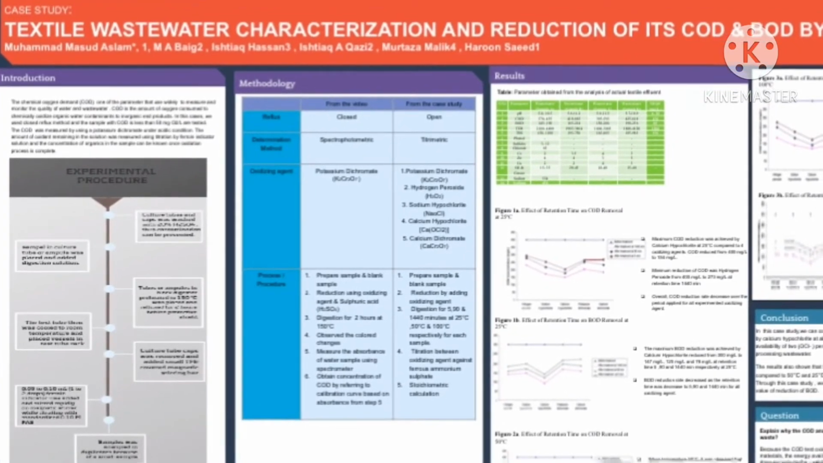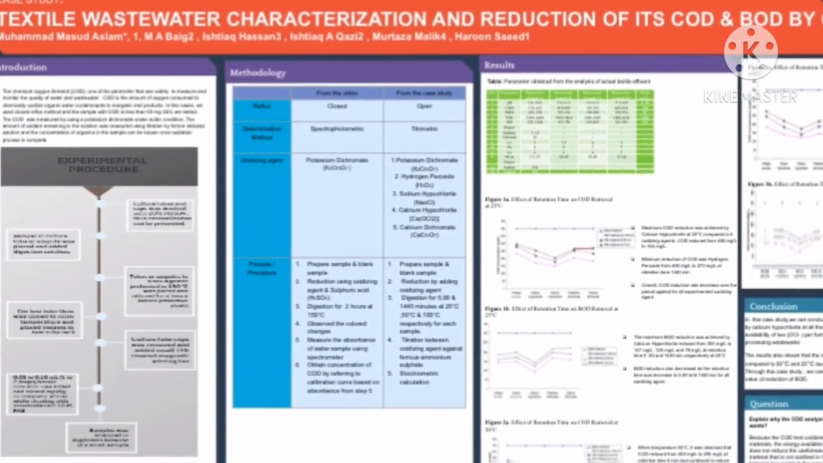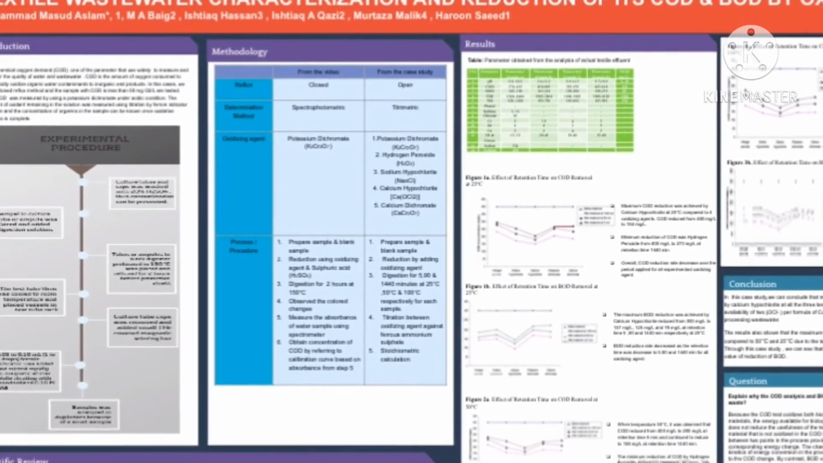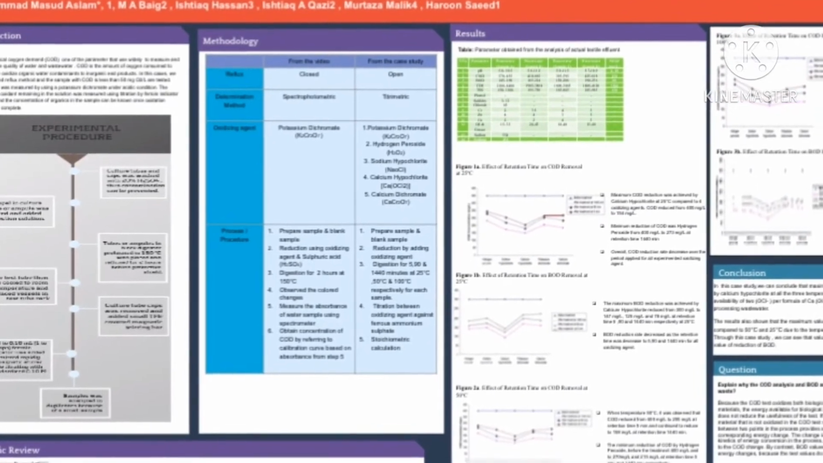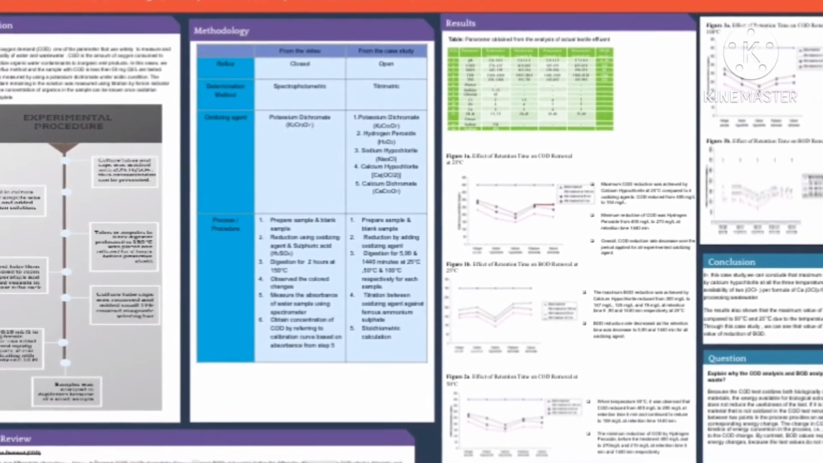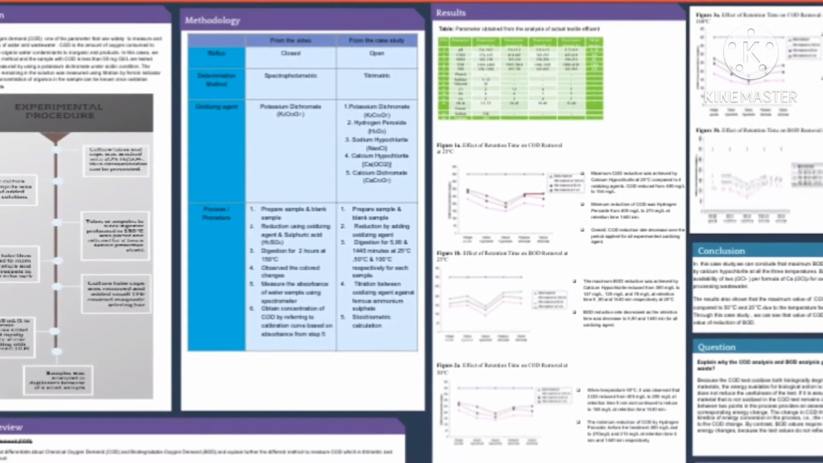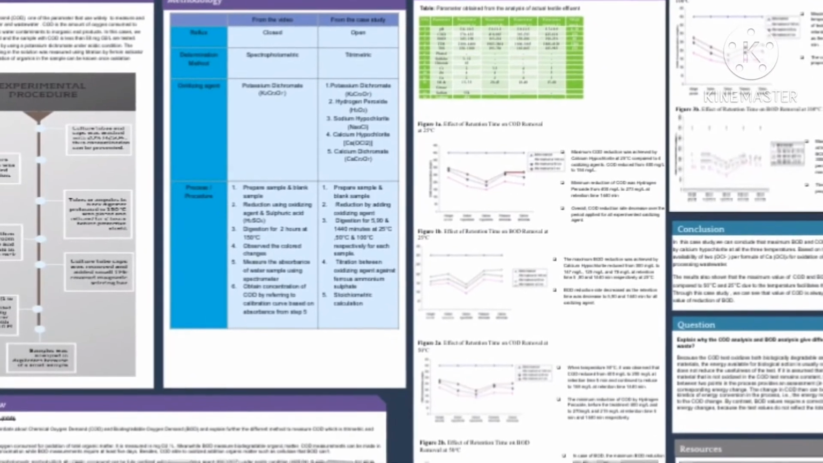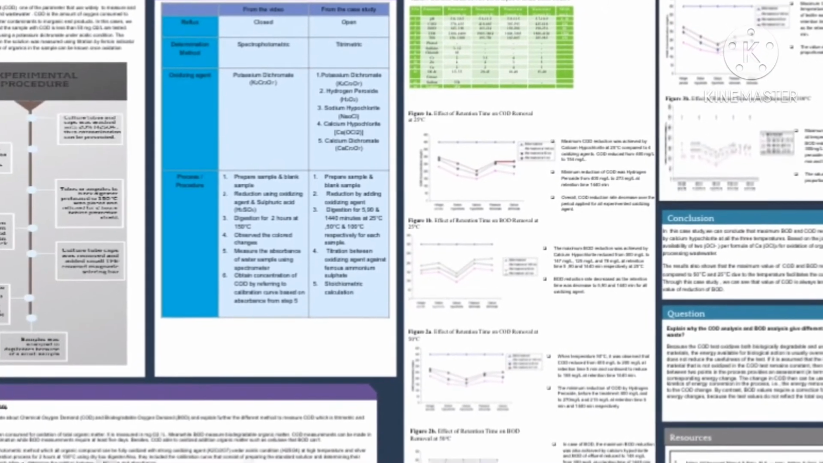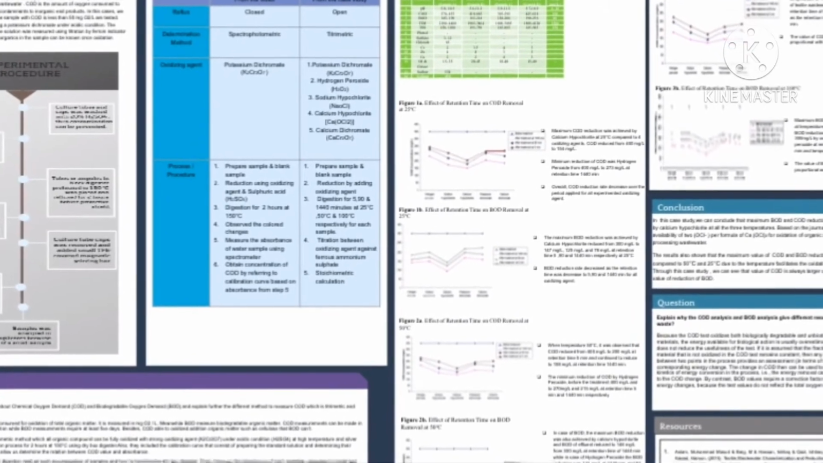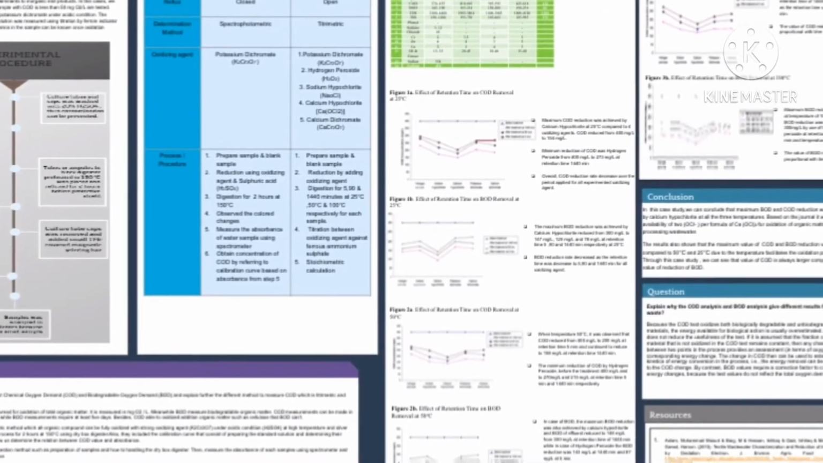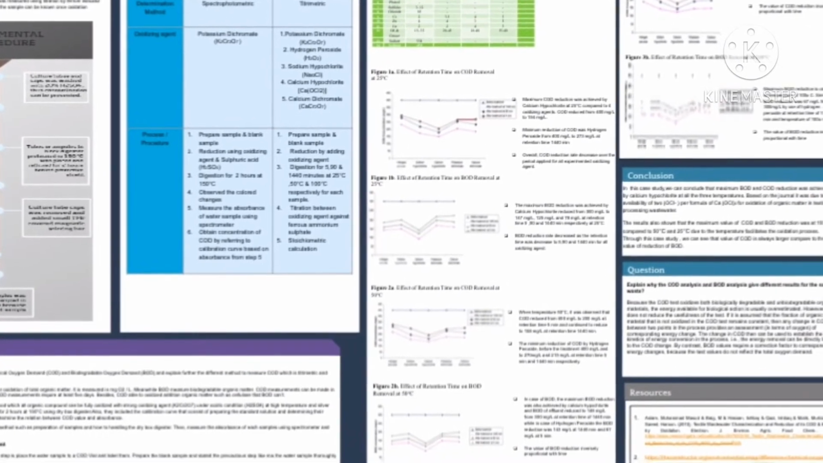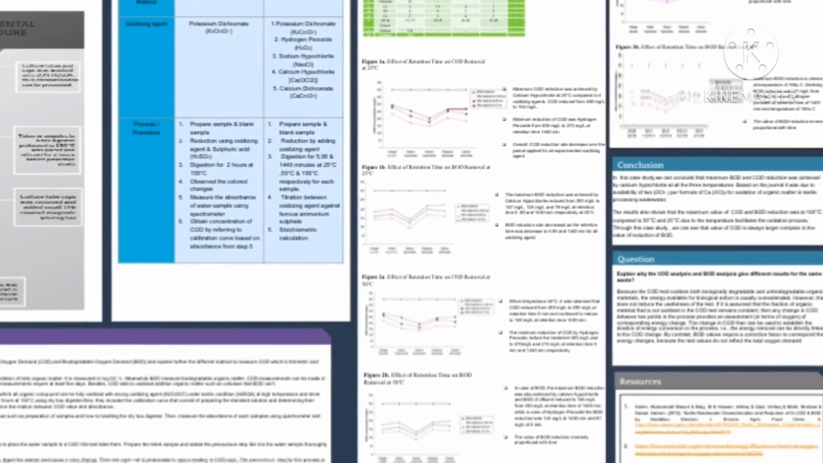Next, we move to our case study, textile wastewater characterization and reduction of its COD and BOD by oxidation. In Pakistan, the textile industry is one of the largest and most important industrial sectors. However, the textile industry can be affected by environmental problems, mainly caused by discharges of water. In this case study, the main goal was to characterize textile wastewater to evaluate the treatment options, evaluate the efficiency of 5 oxidizing agents in the treatment of wastewater, and optimize the best operating conditions for the oxidation process.